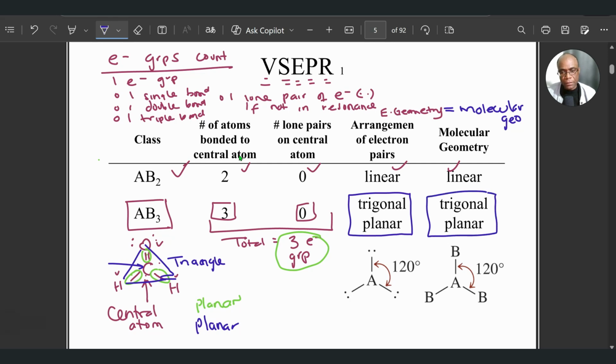Now, for molecular geometry, I'll take my oxygen and my hydrogens and connect them in space. Still, I get a triangle that is flat on the surface, so it's trigonal planar. About bond angle, since there's no lone pair on the central atom, I don't expect much repulsion. These going around the circle is going to be 120, 120, 120 degrees all around. Okay. So in this case, I've given you an example of an AB3, where the central atom will be the A, the B will be the oxygen and the hydrogens.